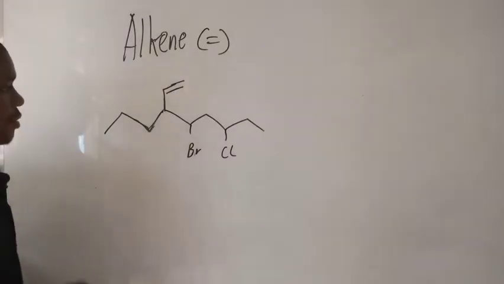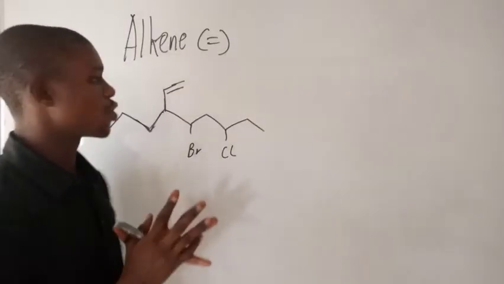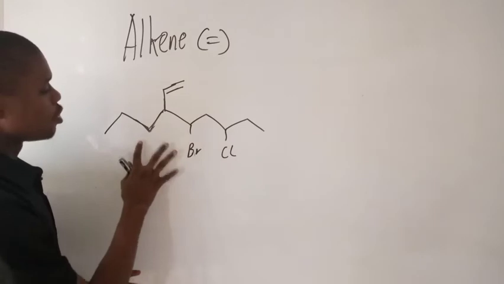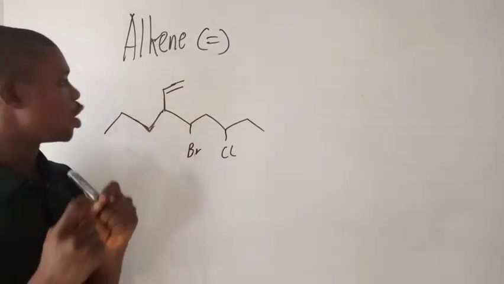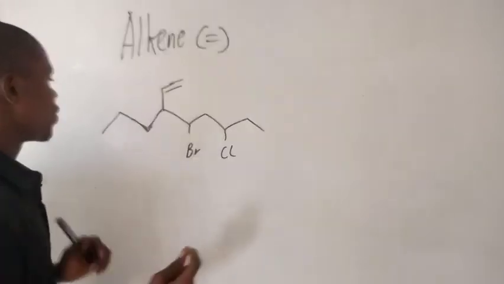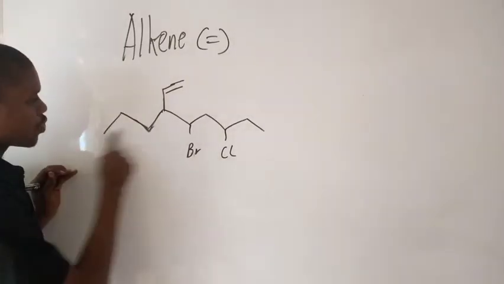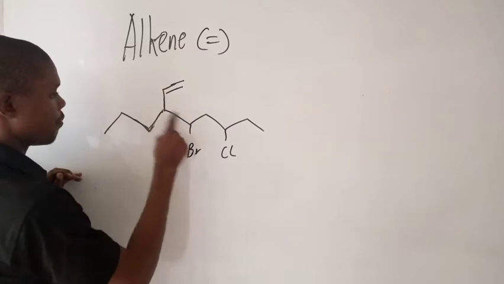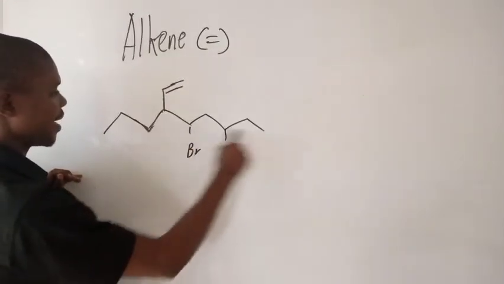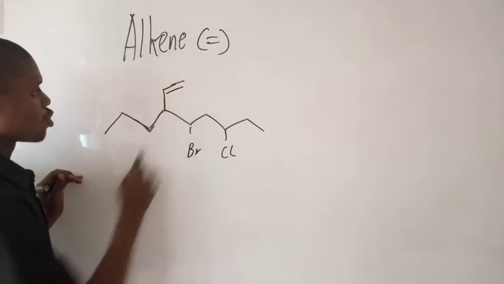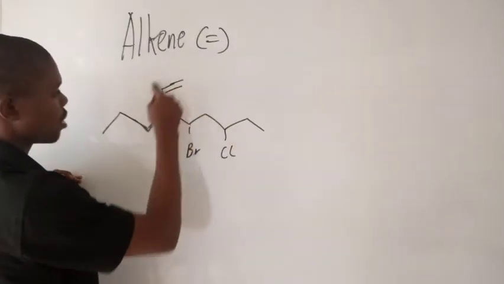Look at this one here. The first thing you want to do is number it in such a way that you take the longest chain containing the double bond. From here to here we have 1, 2, 3, 4, 5, 6, 7, 8, 9. Here we have 9. But this chain here does not contain the double bond. When you start from here, this one carries the double bond.